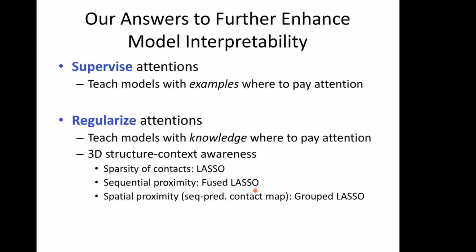So what we brought in as knowledge is structure context awareness. As I said, this structure context is relatively easy to predict from sequence compared to predicting a structure. We know that contexts are sparse, so we can use lasso to regularize them. We know that sequentially close residues should have relatively similar contact patterns to the ligand, so we use the fused lasso. We also know that spatially close residues should have a relatively similar contact pattern with the ligand, so we use the group lasso. So these are the additional regularization terms.